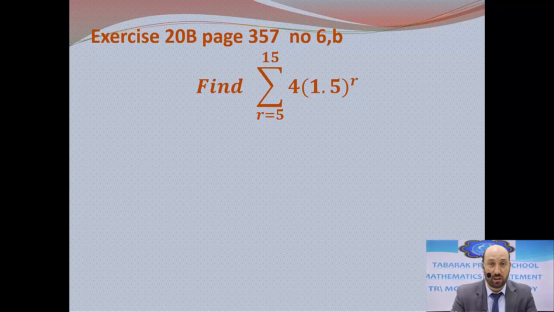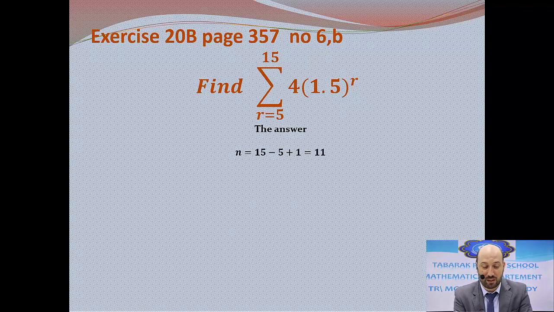times 1.5 power r. Here we have a geometric relation because we have a variable in the power, not a linear equation like what we studied before. So the number of terms here will be 15 minus 5 plus 1 equals 11 terms. So starting from the 5th term to the 15th term, it will be 11 terms.